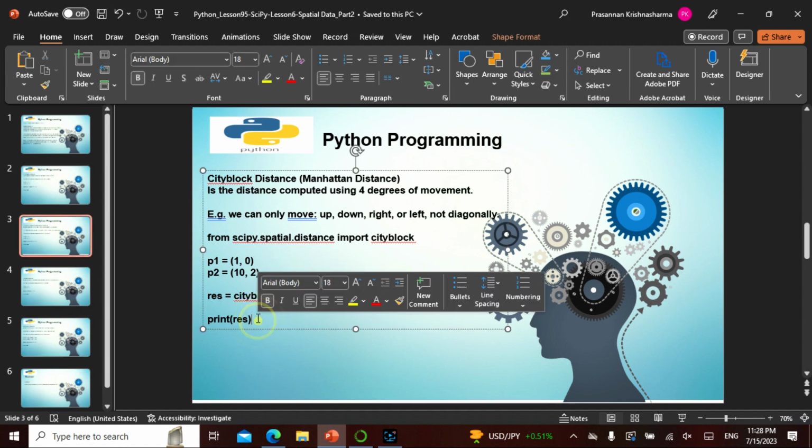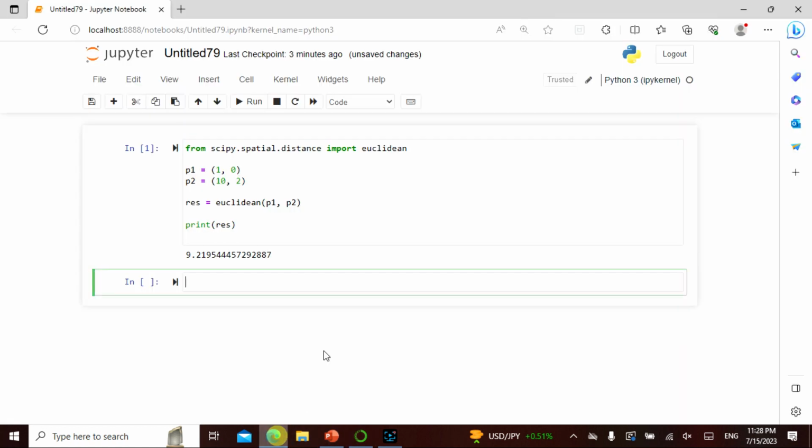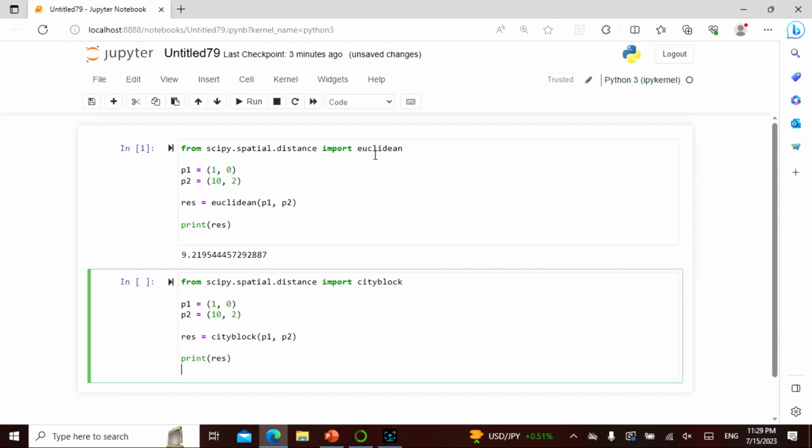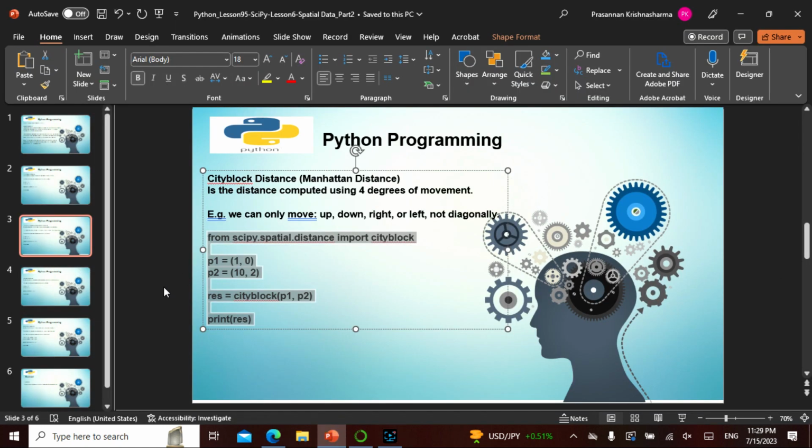So if you want to see this, this is also called a city block. Here I import cityblock from scipy.spatial.distance, then compute the cityblock of P1 and P2 and print the result. I have 11.